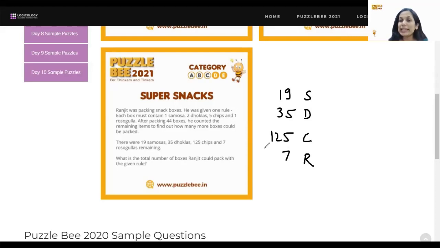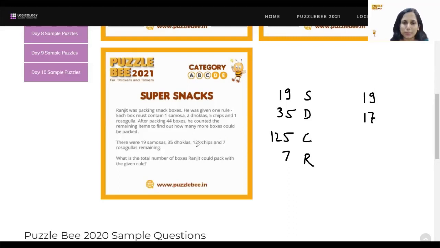Now, let's quickly find out individually how many more could be made, as we'll not try to make the entire box. Every box needed one samosa, so purely looking at samosas, you had capacity to fill 19 boxes. That looks like a decent number. Dhokla, you had 35, and every box needed two dhoklas. How many would you be able to make at the maximum? 35 by 2 gives 17 and a half, but you cannot give a half box, so that would be 17. One dhokla would just remain. Maybe Ranjit can eat it himself.